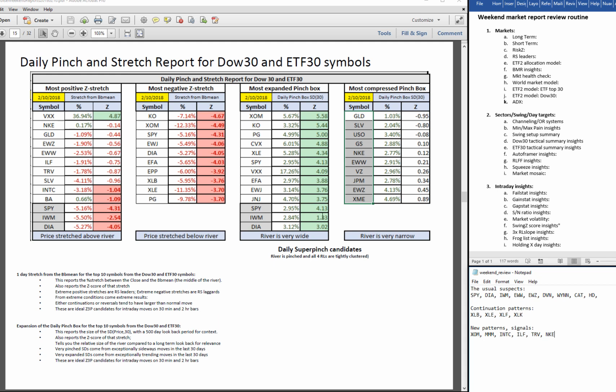Most expanded pinch box, this is the 30 days of directional moves and a very wide river, and so these have been very directional, so I'm going to add Chevron to that stack. We have a short on that one. That's a continuation pattern. And no super pinches. The closest one to it, gold and silver, and even oil is relatively close. So we're going to add oil.